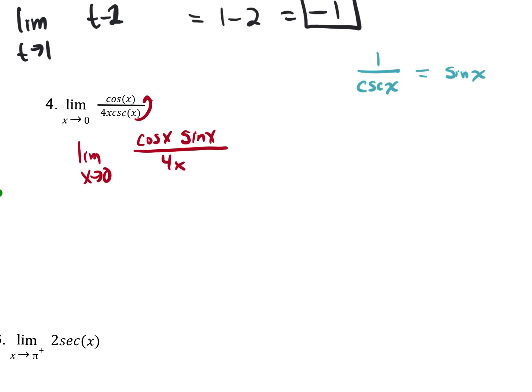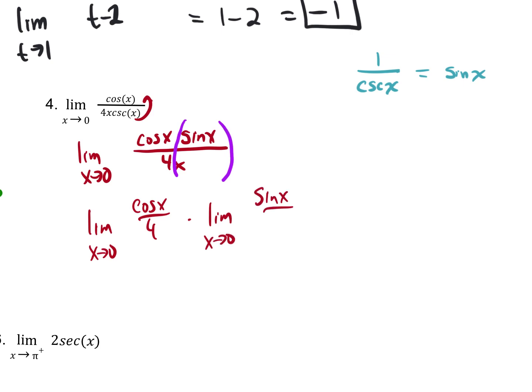over 4x. Now this is still 0 over 0, but if you notice, we have sine x over x, and we know sine x over x goes to 1. So you could think of this as the limit as x goes to 0 of cosine x over 4 times the limit as x goes to 0 of sine x over x. Now if you plug in 0 for cosine, you get 1. So this is simply 1/4 times 1, which is 1/4.